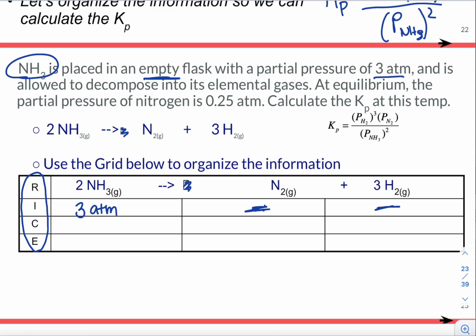Then we find out that at the end, when we're at equilibrium, the partial pressure of nitrogen is 0.25. So remember our E stands for equilibrium, so we'll put this right here. So that means the change, if we went from 0 to 0.25, the change was we added 0.25. And if you don't want to have the units there because it's confusing in your rice box, that's fine.